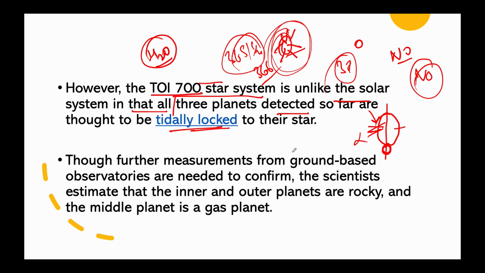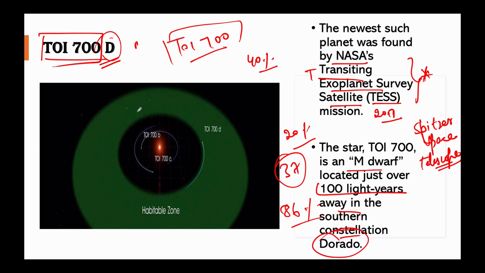So the scientists estimate the inner and outer planets are rocky, and the middle planet is a gas planet. So I'll just show you the diagram again. So these are the 3 planets. This is the one in the habitable zone, then B and C. So here is what we know about these planets.